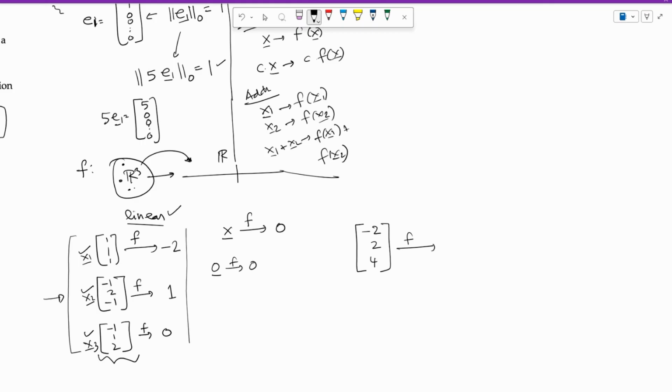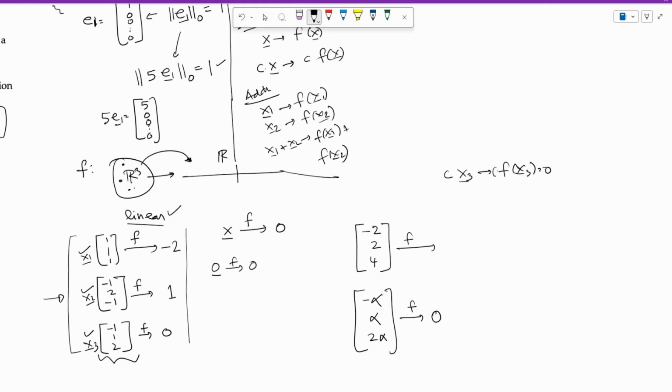Yes, scaled version of x3. If x3 produces 0, then any scaled version of x3 will produce c times f of x3, which will also produce 0. That's good. So in fact, any -alpha, alpha, 2 alpha will give me 0. Great. Is there anything else?